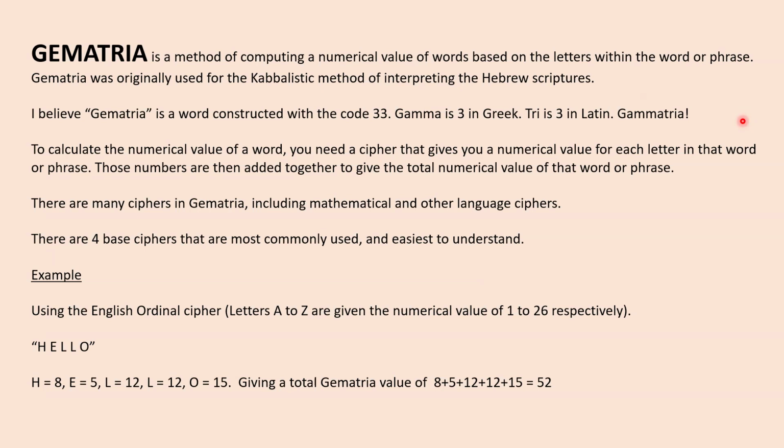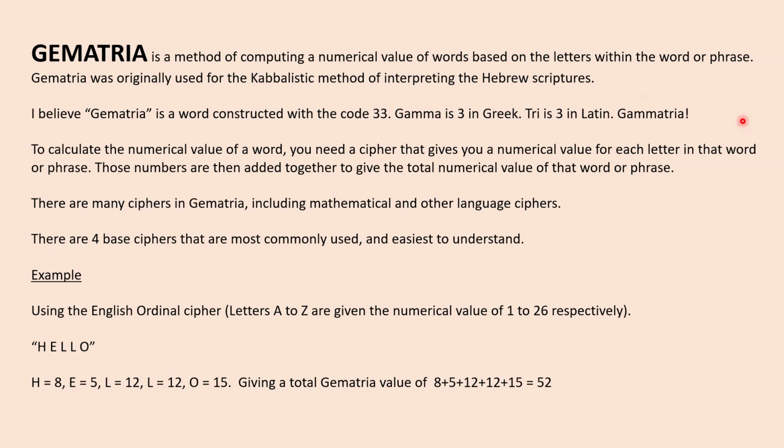To calculate the numerical value of a word, you need a cipher that gives you a numerical value for each letter in that word or phrase. Those numbers are then added together to give the total numerical value of that word or phrase. There are many ciphers in Gematria, including mathematical and other language ciphers. There are 4 base ciphers that are most commonly used and easiest to understand.